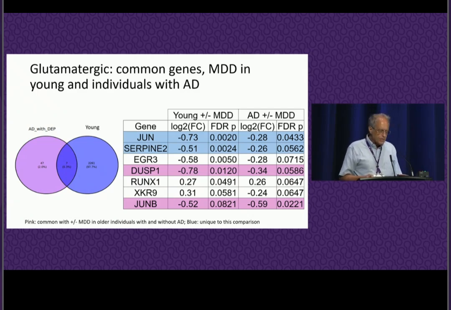With more time, I could discuss the GABAergic results. There were similar numbers of common and unique genes, and several genes for GABAergic pathways were identified as FDR significant and differentially expressed, including the GABRA6 gene.